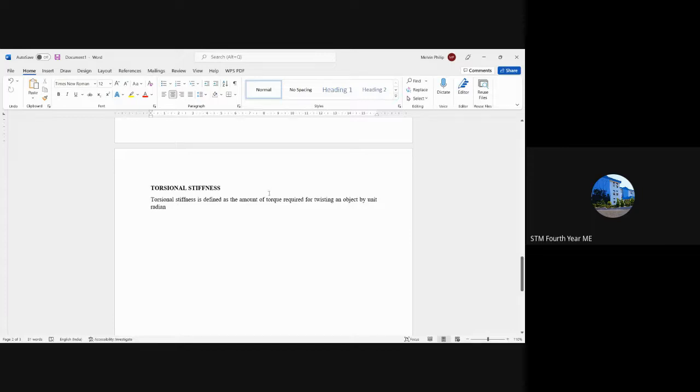So what is torque actually? If you have force, that is push and pull force, you know what is push and what is pull. These forces are occurring in the linear direction, hence the term linear force. While the force that occurs in a rotating direction is known as torque. There will be a rotational component of the force, and that is known as torque. And torsional stiffness is defined as the amount of torque required for twisting an object.